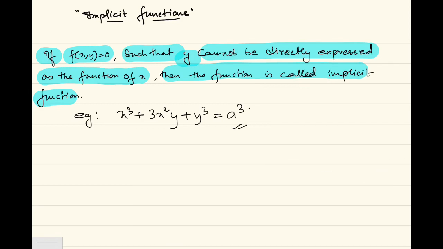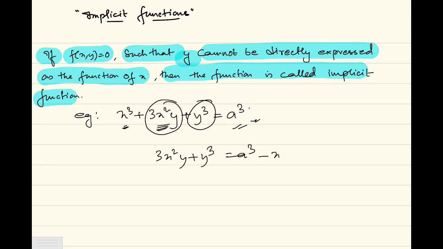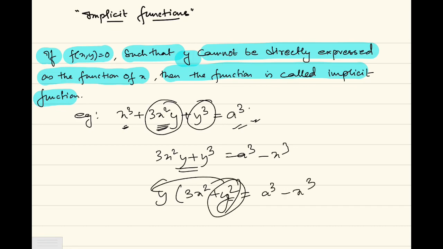Let's have a look at this one here. You cannot separate x and y. Check this out. x square and y are attached to one another, and y cube is here. Even if you try, let me show you. 3x square y plus y cube equals a cube minus x cube. Even if you try, you cannot separate x and y. From here, if you take y common, then you will get 3x square plus y square equals a cube minus x cube. Did you see that y cannot be completely taken out? There is a y here, there is a y left over here.